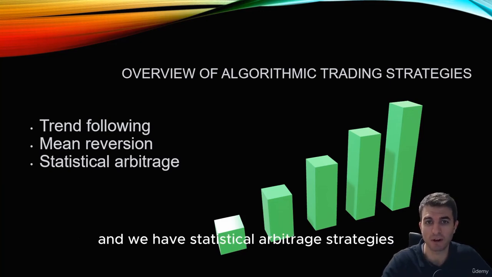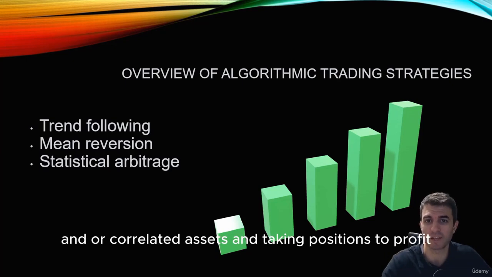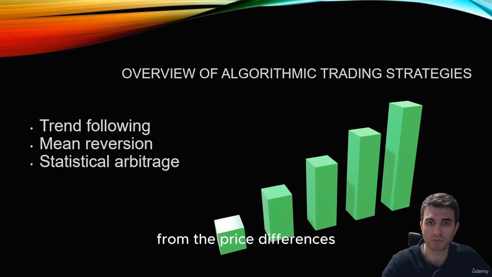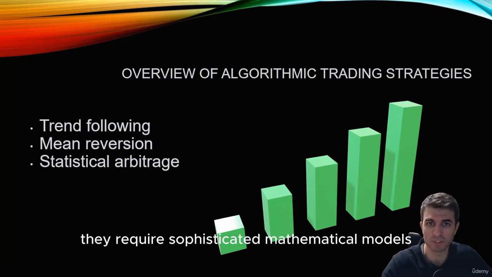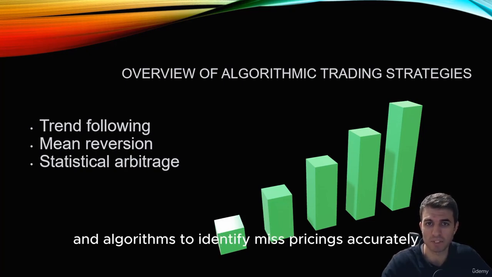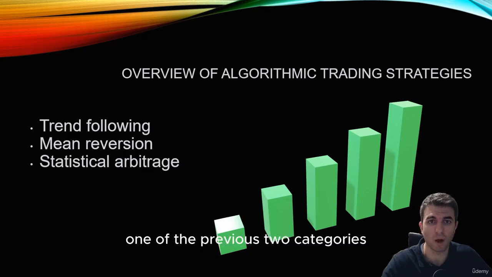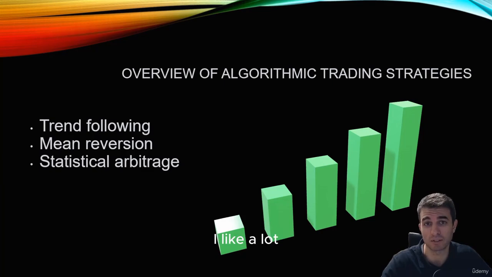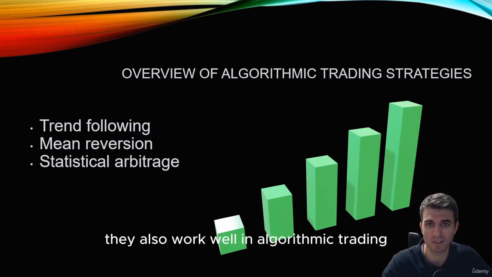Then we have statistical arbitrage strategies. They involve identifying mispricings in related or correlated assets and taking positions to profit from the price differences. So these strategies require sophisticated mathematical models and algorithms to identify mispricings accurately. I would advise you to start with one of the previous two categories. I like trend following strategies a lot, and even the mean reversion strategies also work well in algorithmic trading.